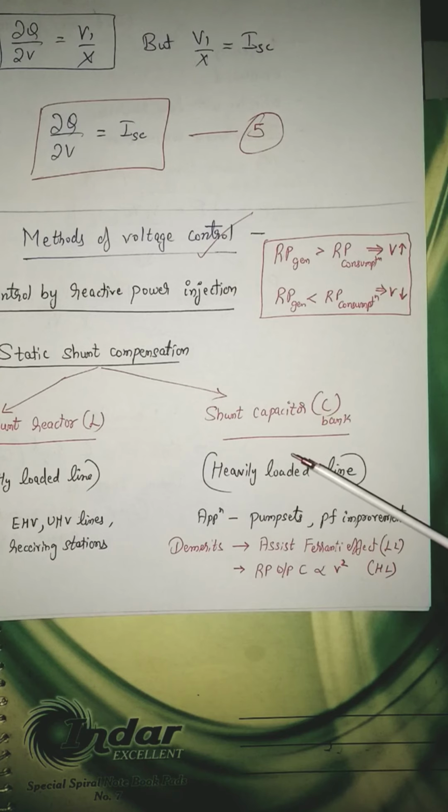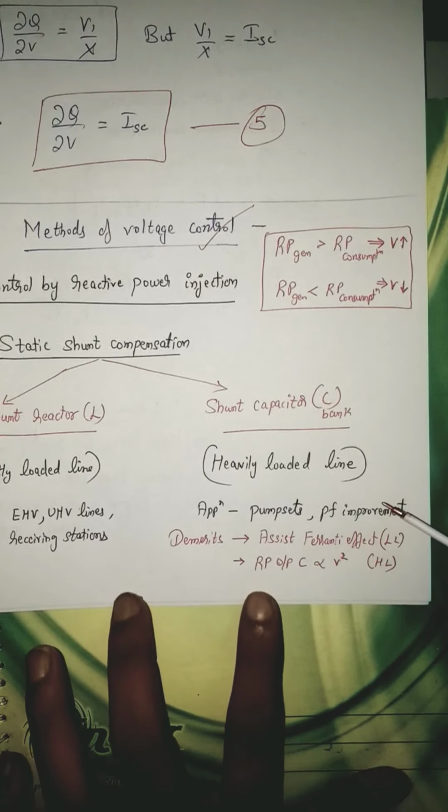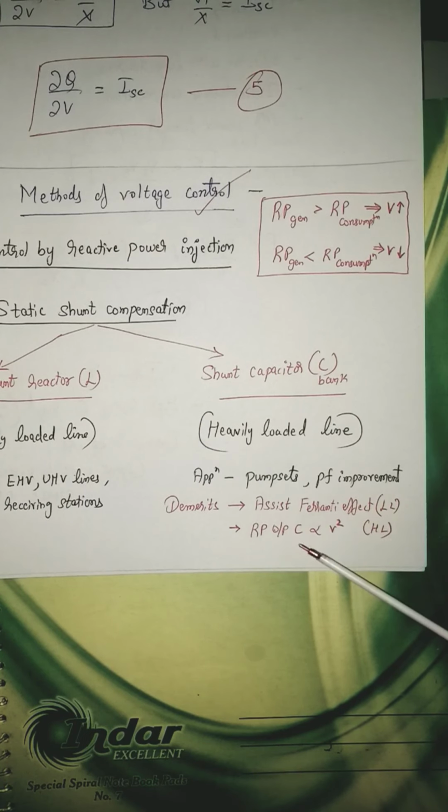So if it increases the reactive power, then automatically the voltage will increase. Application: pump sets, and wherever you need power factor improvement. But again, there are some demerits with this. So before going to demerits, I repeat once again, heavily loaded line means consumption of reactive power is more, but there is a shortage in the supply. So in order to compensate that, you are including a capacitor which will generate the reactive power.